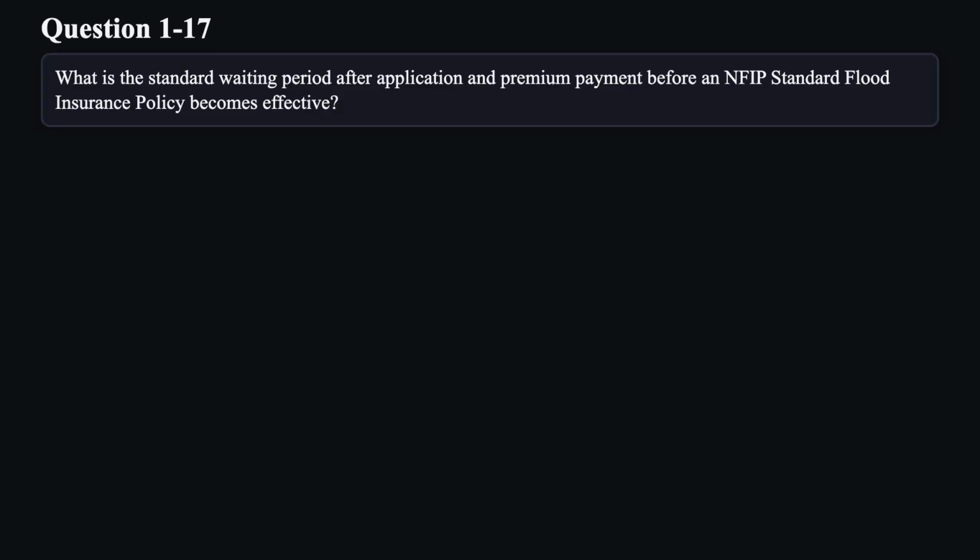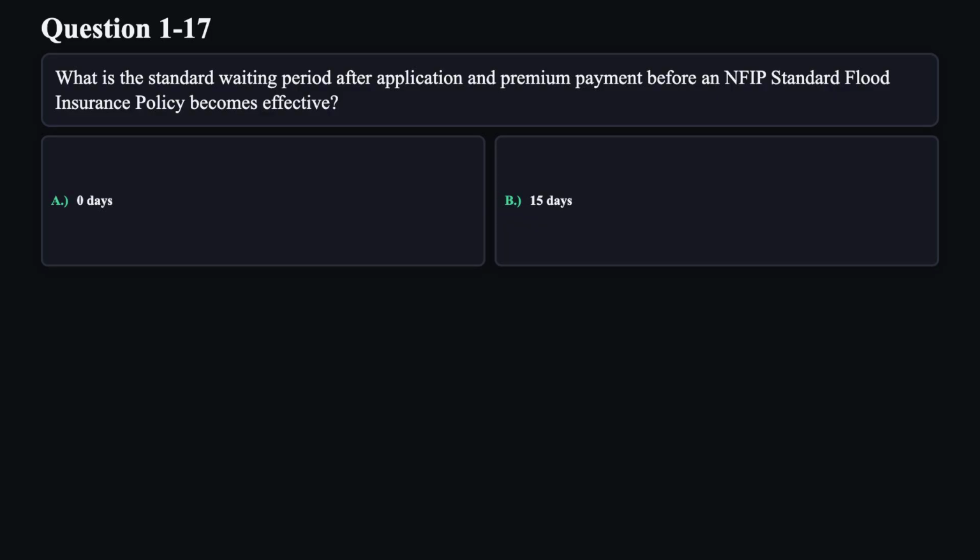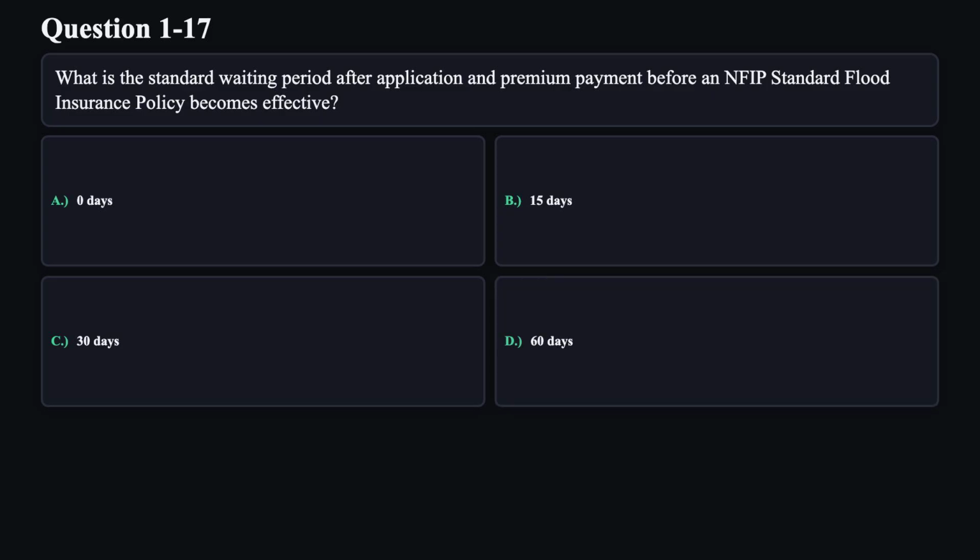Question 17. What is the standard waiting period after application and premium payment before an NFIP standard flood insurance policy becomes effective? A. 0 days. B. 15 days. C. 30 days. D. 60 days.